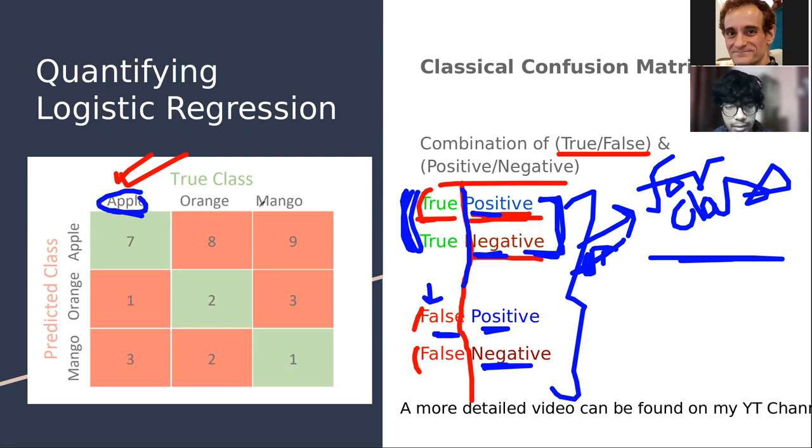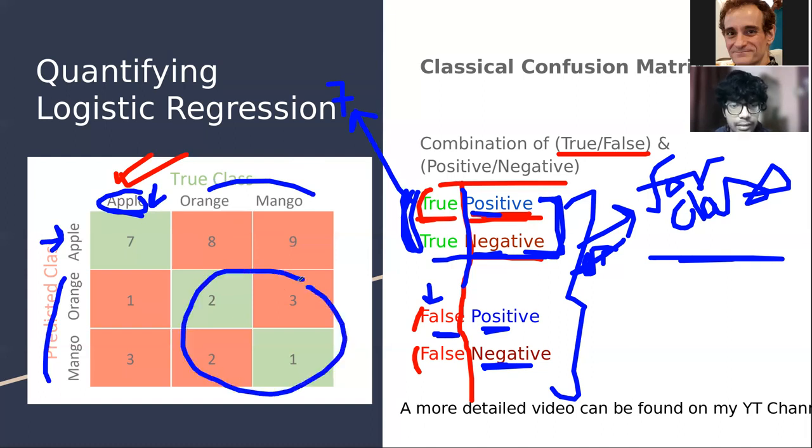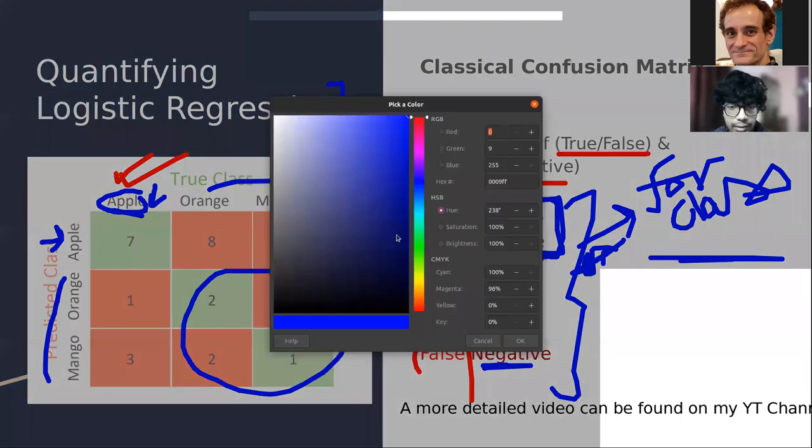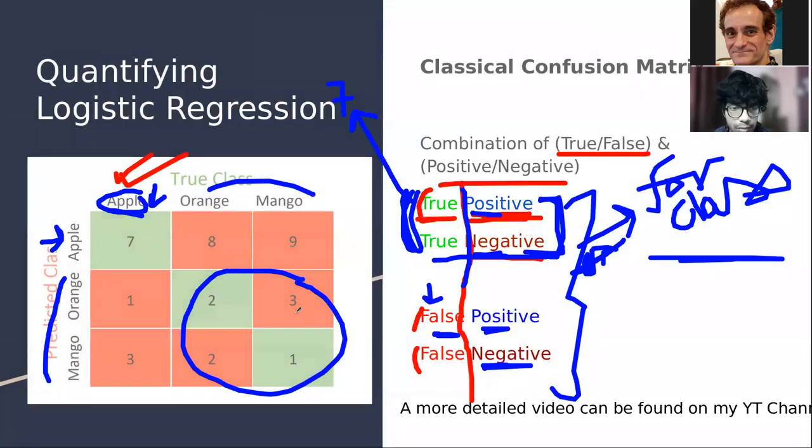So let's talk about Apple. Apple's true positive would be: I predicted it Apple and it was actually Apple. The number of samples for Apple, not for everybody, is 7. True negative for Apple would be: I predicted it not Apple and those were also not actually Apple. So this lot is true negative for Apple.